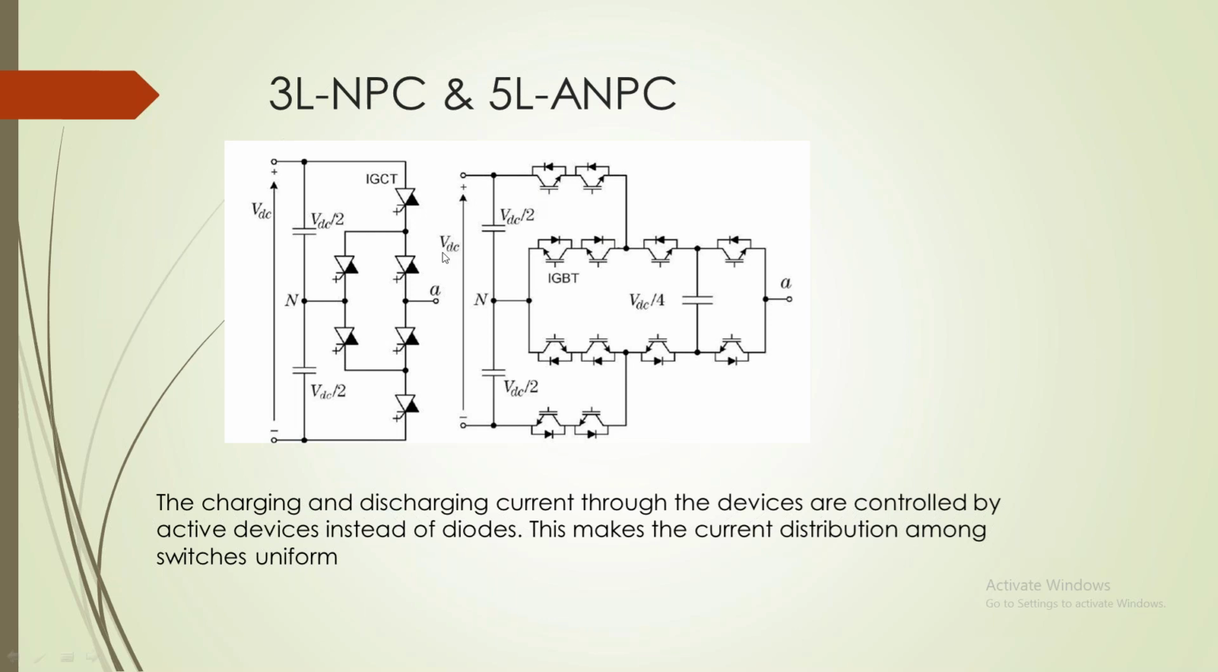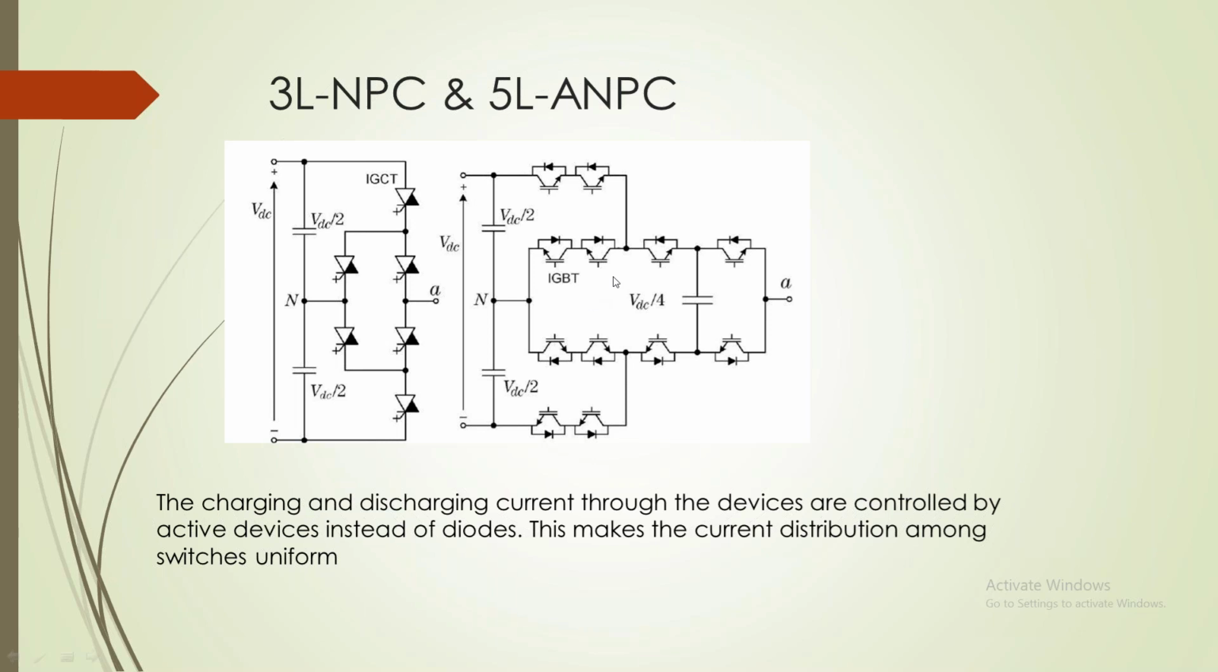For three level, you can directly replace the diodes with the switches, but for five level, apart from replacing the switches, we add a flying capacitor stage. This flying capacitor stage again divides the 3-level into 5-level inverter. So 5-level ANPC is formed by a combination of 3-level ANPC and a flying capacitor module. We have seen a flying capacitor module. So 3-level ANPC is simply replacing the clamping diodes with the active switches.